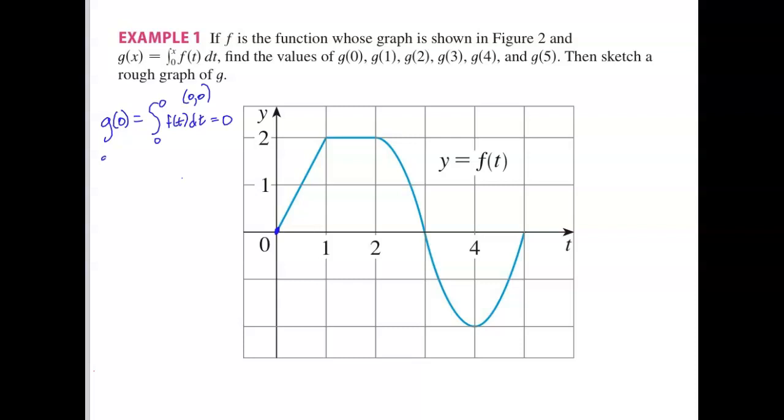All right, let's look at g of 1. That's the integral from 0 to 1 of f of t dt. So that's the area under the curve between 0 and 1. Here's 0, here's 1.